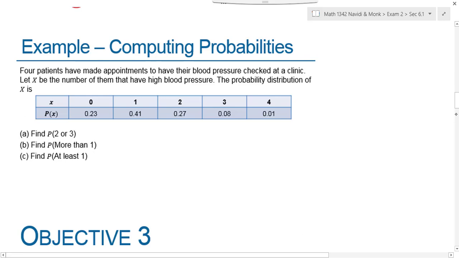In this example, we're told that 4 patients have made appointments to have their blood pressure checked at a clinic. Let X be the number of them that have high blood pressure. Out of the 4 patients that have made appointments, we want to let X be the number of patients that have high blood pressure. It's possible none of those 4 patients have high blood pressure. It's possible exactly 1 of them has high blood pressure, 2 of them have high blood pressure, 3 of them have high blood pressure, or all 4 of them could have high blood pressure.